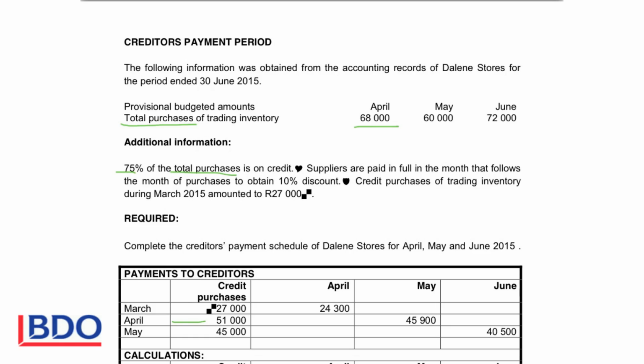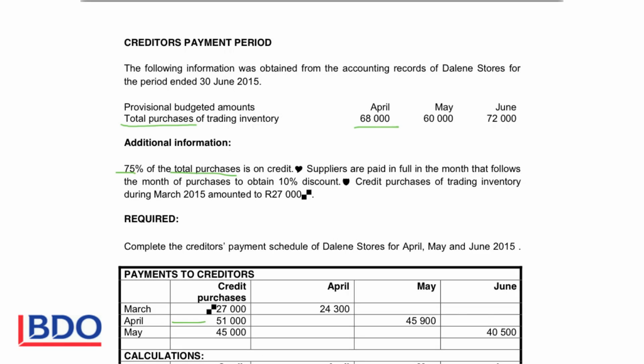I will do the same with May and I will use the 60,000 and calculate what is the credit purchases. So I will multiply the 60,000 with 75% and indicate that the total credit purchases in May is 45,000. They also provide me the credit purchases for March at 27,000. So I will indicate that the credit purchases for March was 27,000.